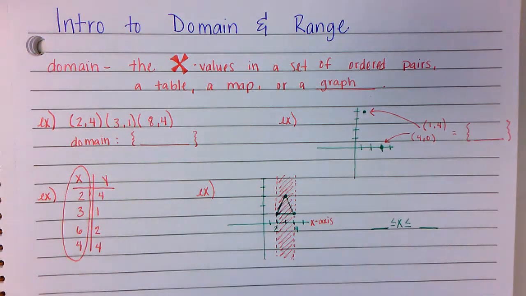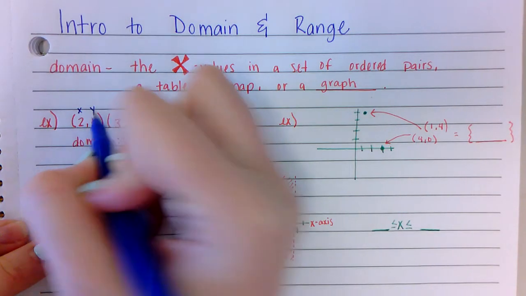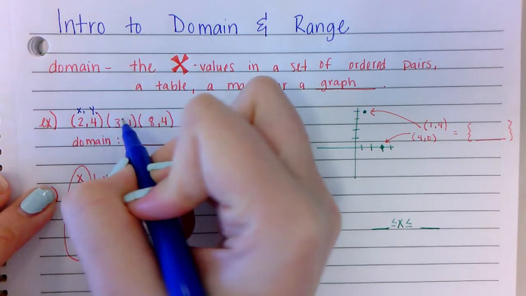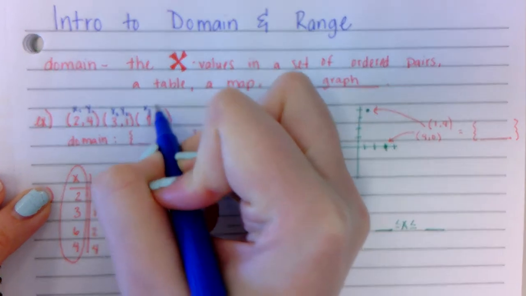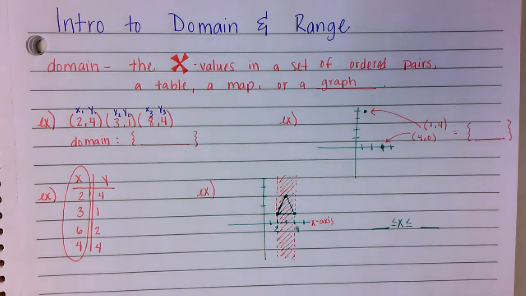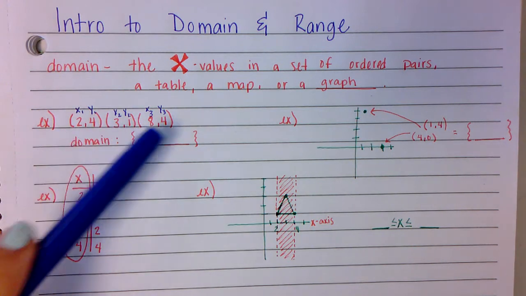Now we know when we look at all of this, this is my x and this is my y every time. You can label it, this is the first set, this is the second set, this is the third set. You can use those x1, y1, x2, y2, x3, y3, you can keep going. These are the x values in the front and the y values in the back.